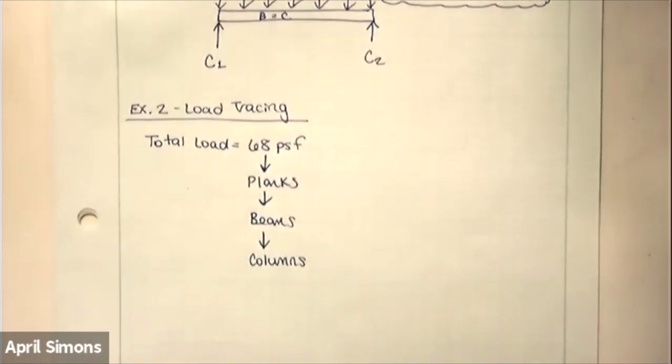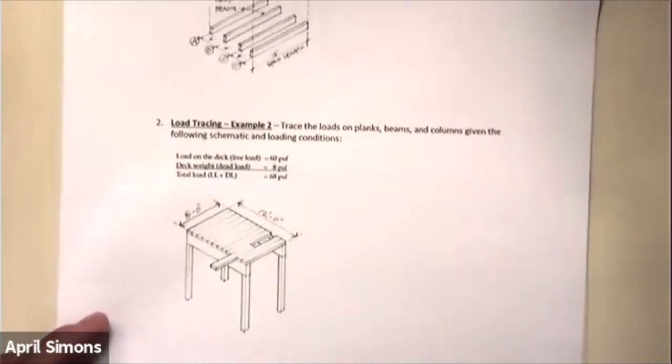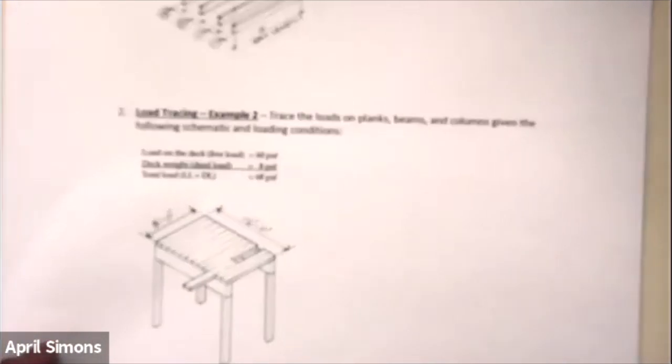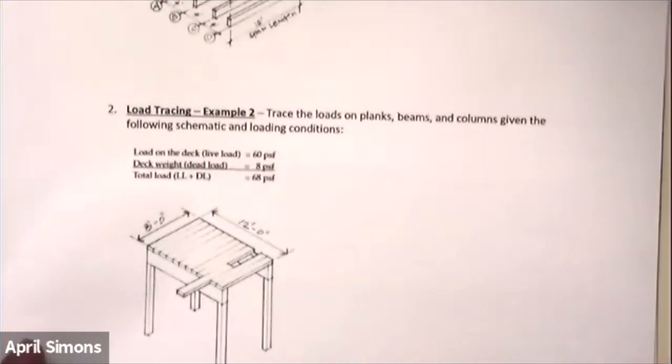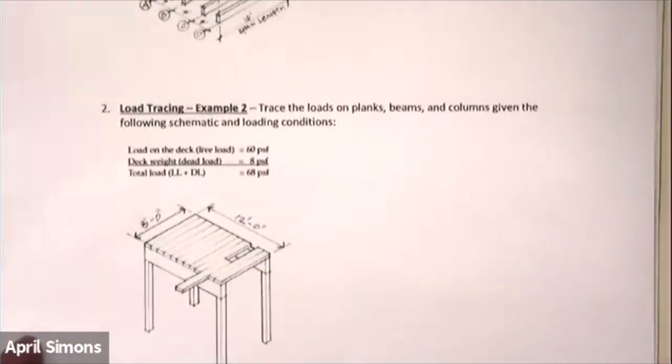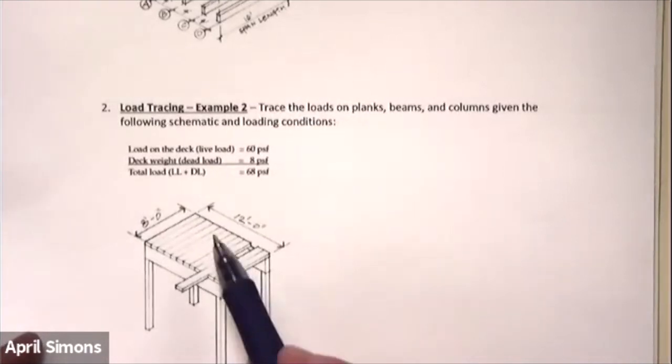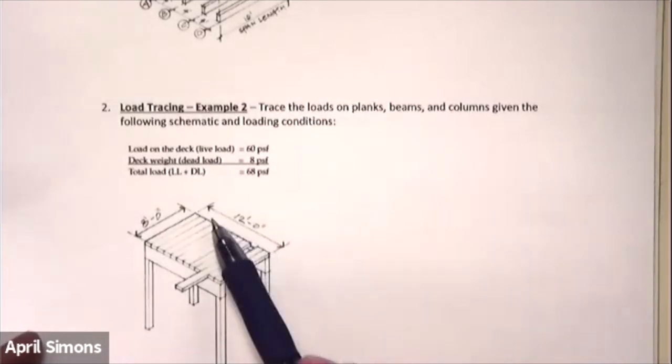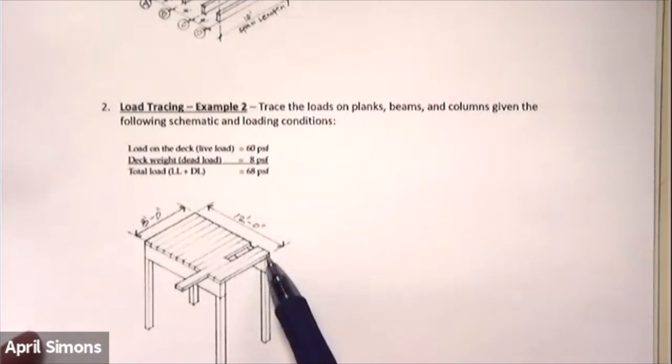All right, so we'll start with the planks. Again, we'll always start at the top of the structure and work our way down through the structure. So let's look first at the size of the planks, okay? We're not explicitly given the width of the planks in the problem, but they're covering a distance of 12 feet here.